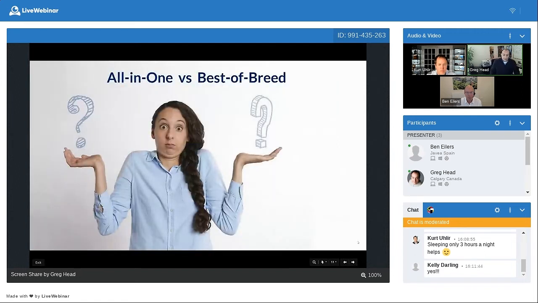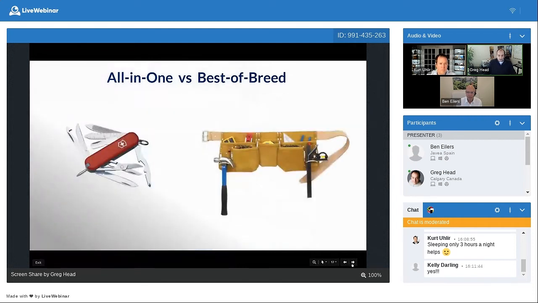So the first question when it comes to your tech stack: all-in-one versus best of breed. On the surface, the all-in-one seems like a no-brainer. It's simple. It's one platform, has all the tech pieces, but is that always really the best answer? Well, here's how I like to think of it. I like to think of all-in-ones like the Swiss Army knife.